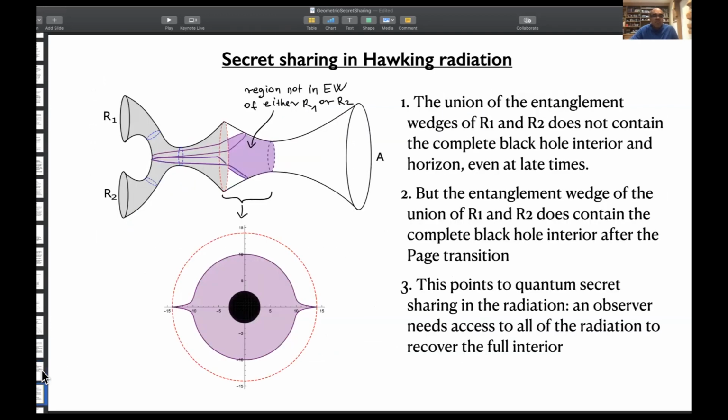So I think I'm almost out of time, so I'm going to end with this snippet. The result that we've just shown points to a phenomenon of quantum secret sharing in Hawking radiation. So imagine that you have this region R1 and you have this region R2.